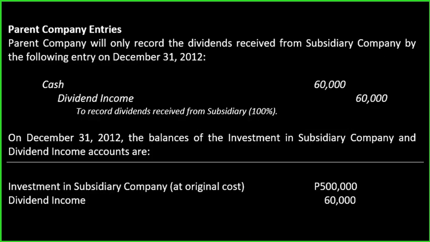What are the journal entries found in the books of the parent? Since we are using the cost method, it's very easy. It's simply a debit to cash and a credit to dividend income. So at the end of the year, you have the following balance: 500 and the dividend income of 60.